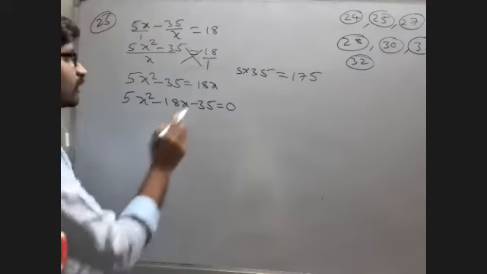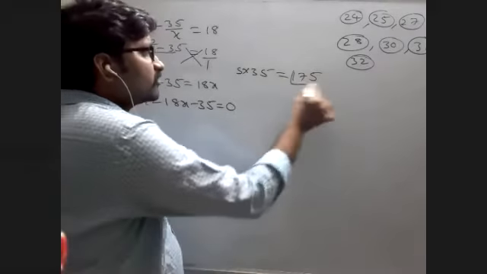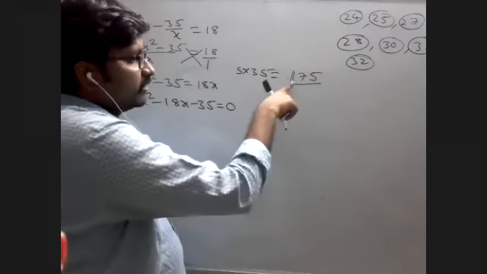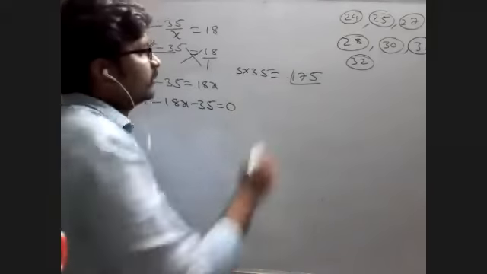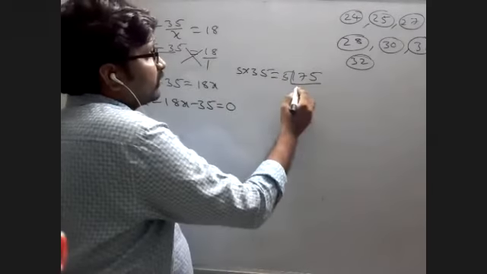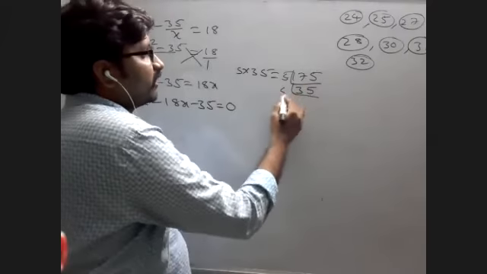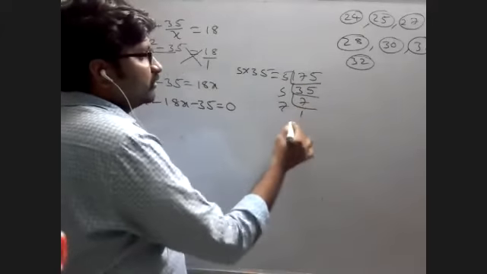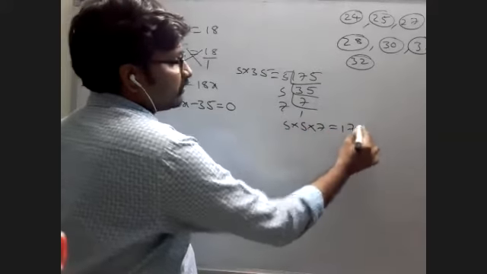Okay, now 35 5s are 175. Factors of 175 we have to find here. First check with 3. 3 5s are 15, 16, 17, 25. You will not get it with 3. So 5. 5 5s are 25, 5 3s are 15, 16, 17. 5 5s are 25. Now 5 7s are 35. And 7 into 1 is only 7. So 5 into 7 is equal to 175.